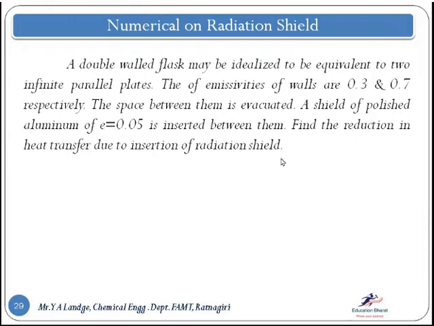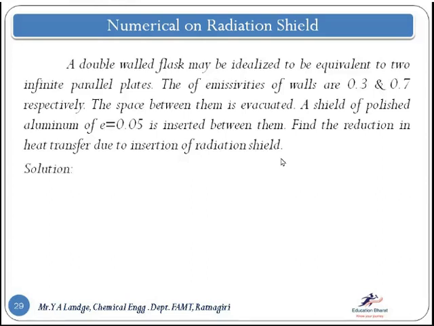Okay, what is given? It says that the double wall flask may be idealized to be equivalent to two infinite parallel plates. So there are two infinite parallel plates, and the emissivities of the walls are given as 0.3 and 0.7. The space between these two walls is evacuated, and in between these two walls a shield of polished aluminum of emissivity 0.05 is inserted. Find the reduction in the heat transfer due to the insertion of the radiation shield.